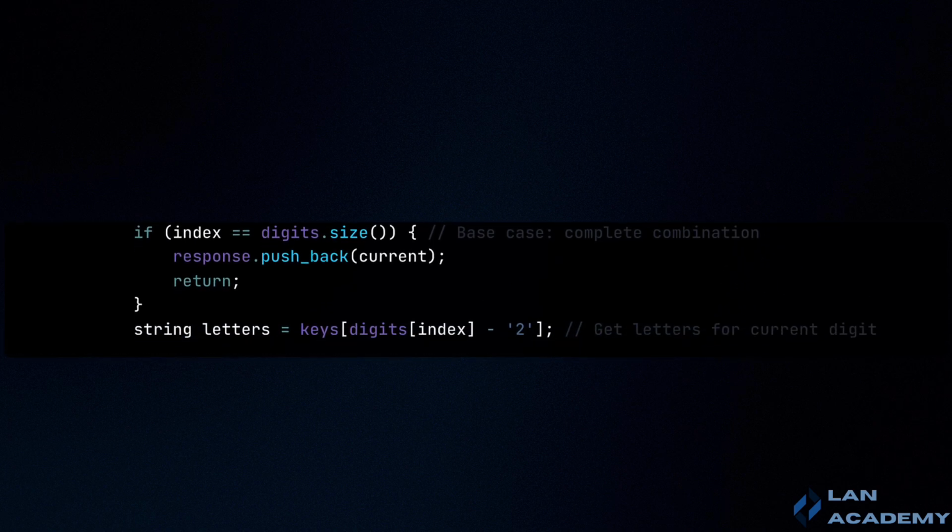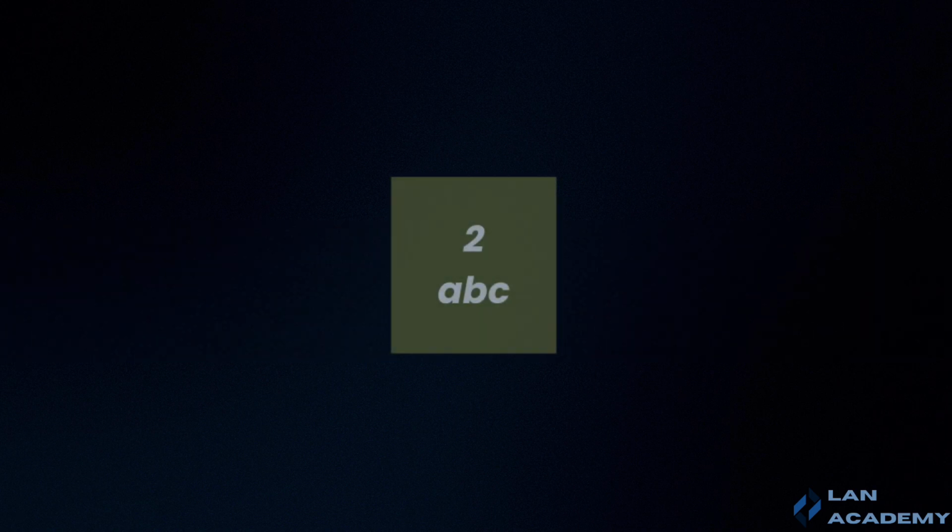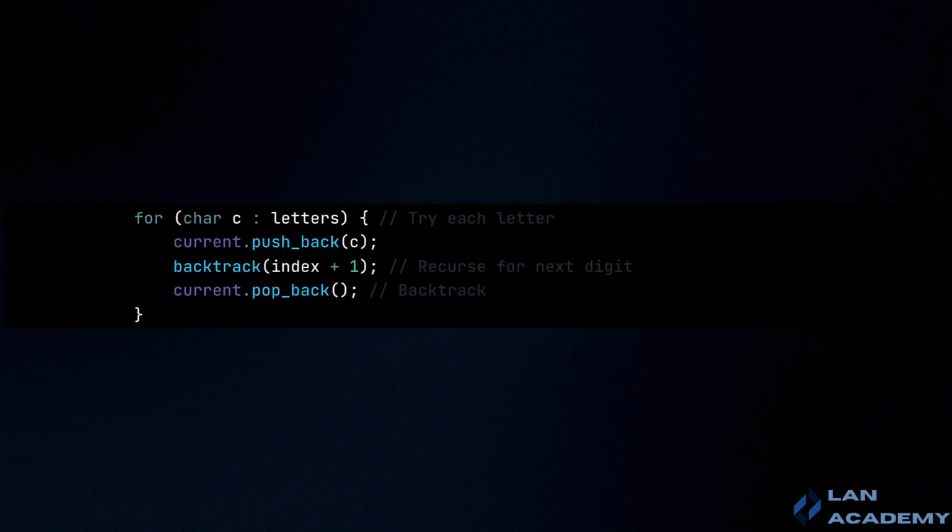If the index is less than the length of the string, we identify the corresponding letters for the current digit using the keys vector. For example, if the current digit is 2, the corresponding letters would be A, B, C. We then iterate over each letter in the identified group. For each letter, we append it to the current string and recursively call the backtrack function for the next index, meaning index plus 1. This process continues until we either generate a complete combination or exhaust all possibilities for the current path. After the recursive call returns, we remove the last letter from current using the pop_back method.